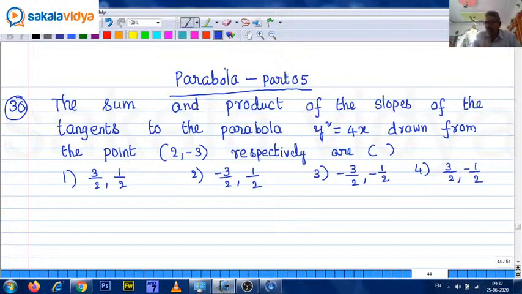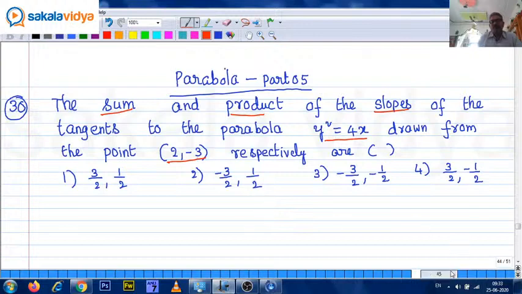This is the question. Let me read the question once again. Here the sum and product of the slopes of the tangents to the parabola y square is equal to 4x drawn from an external point 2 comma minus 3 respectively are. That means we need to find the sum of the slopes of the tangents and the product of the slopes of the tangents.